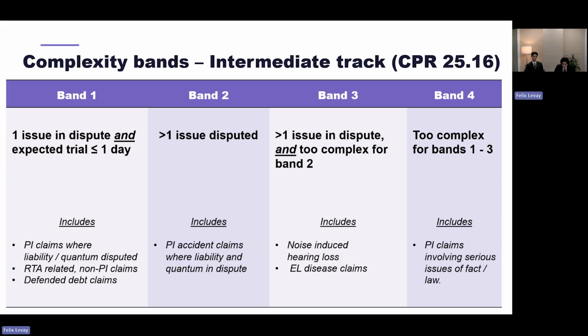And as we can see, while certain types of claims are indicated as likely to be included in certain bands, there's an underlying logic which goes: one issue in dispute and the trial is expected to be a day or more, band 1. More than one issue, band 2. More than one issue in dispute and it's too complex for band 2, band 3, and if it's too complex for the other bands, it goes to band 4. And I think one of the things that this raises is what is an issue, and a situation in which you've got people arguing about how many things are actually an issue. So I personally am quite interested to watch this space and just see what clarification there is on this.